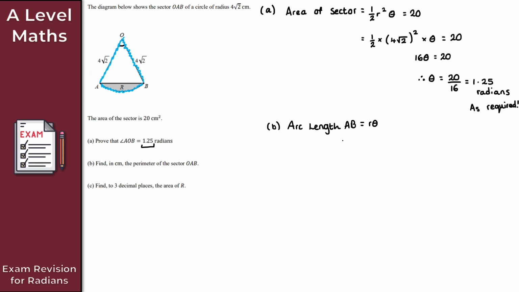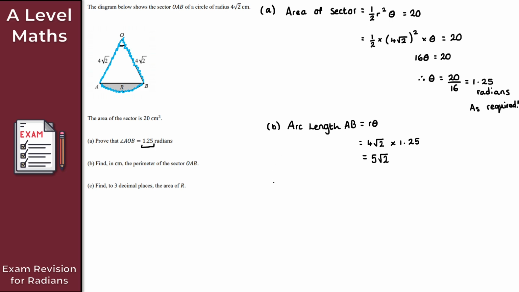So in that case, the arc length AB is R, which is 4 root 2, times 1.25. And what that gives us is 5 root 2.